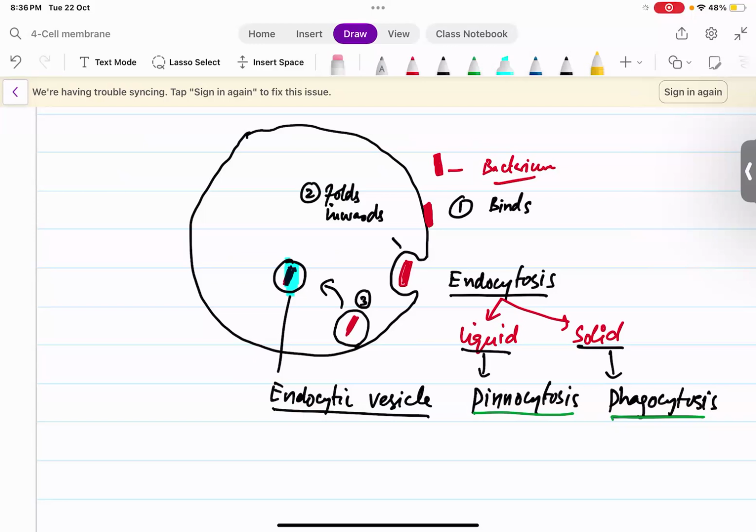Then what happens to this bacterium, or any foreign particle that has been trapped, in the cytoplasm? This is broken down by the enzymes released from the lysosomes present in the cell cytoplasm. These lysosomes will fuse with this membrane-bound vesicle, which is called an endocytic vesicle, and the hydrolytic enzymes released by these lysosomes will break down this bacterium into fragments.